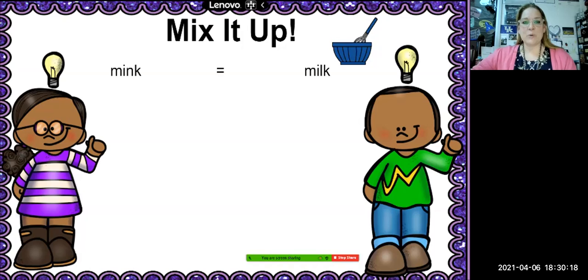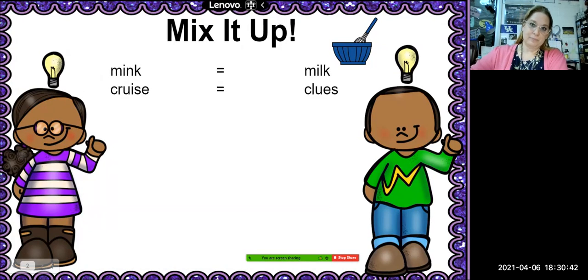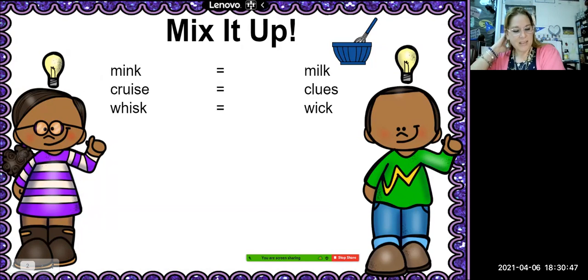Good. The next word is cruise. Cruise. And we're going to change the s to l. Clues. Very good. The next word is whisk. Whisk. And we're going to say it without the s. So it is a wick, like a candle. Good. The next word is beg. Beg. And we're going to change the e to u.